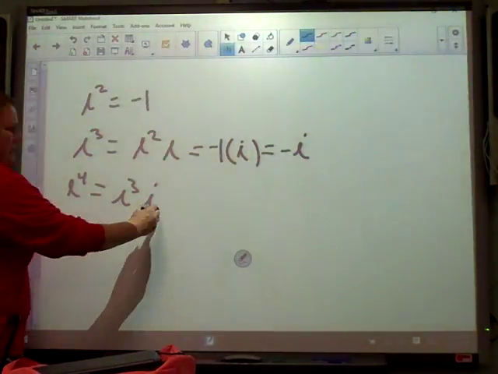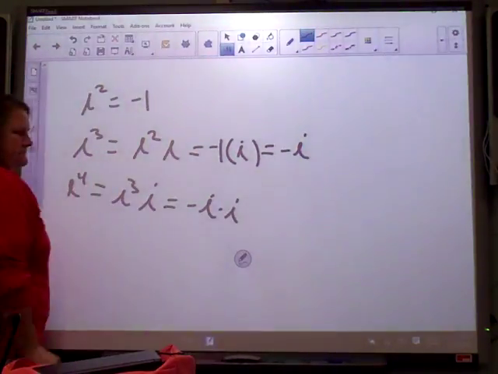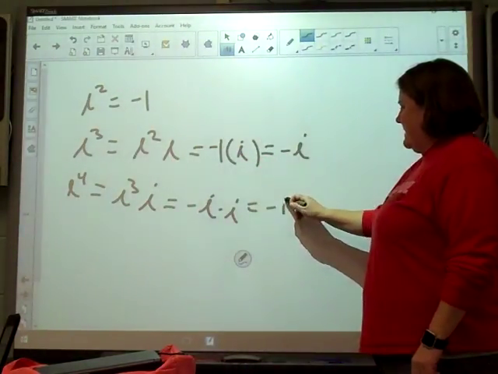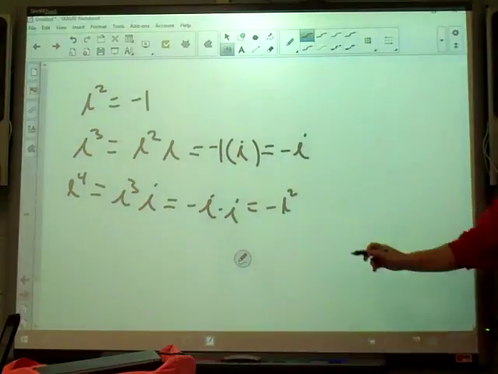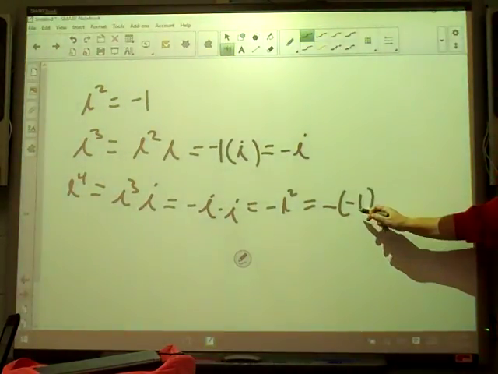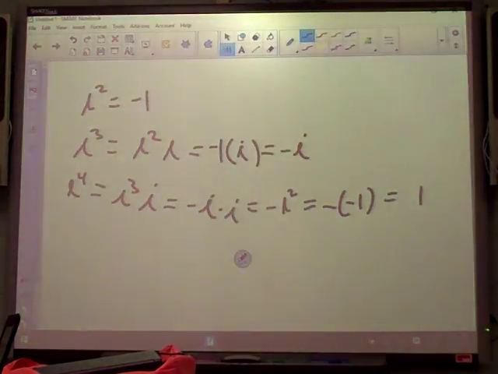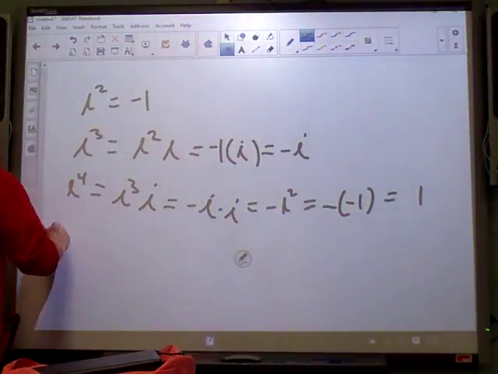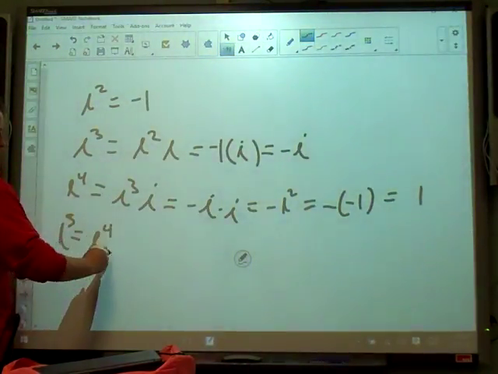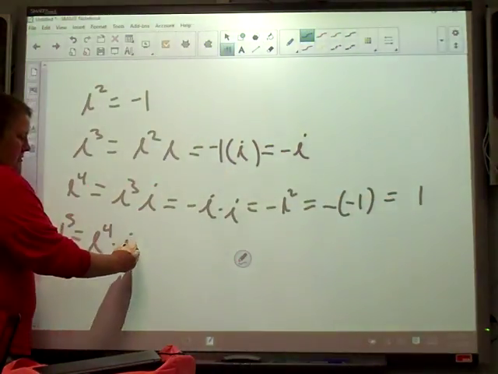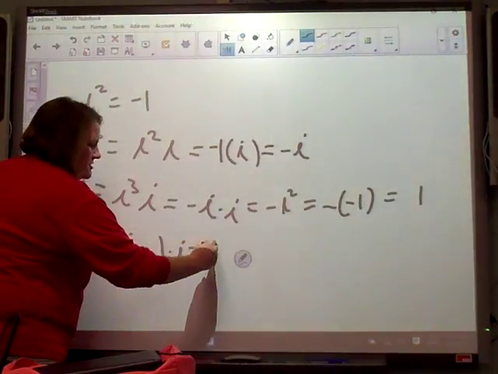Right? So I got -i times i, which is i times i is i squared. So -i squared. What's i squared the same as? -1. -(-1) is 1. Okay. i to the fifth is the same as i to the fourth times i. i to the fourth is 1. So I got 1 times i, which is i.